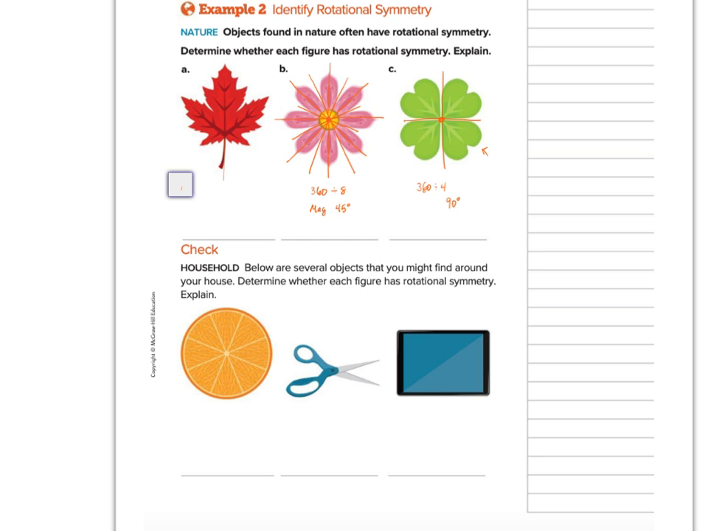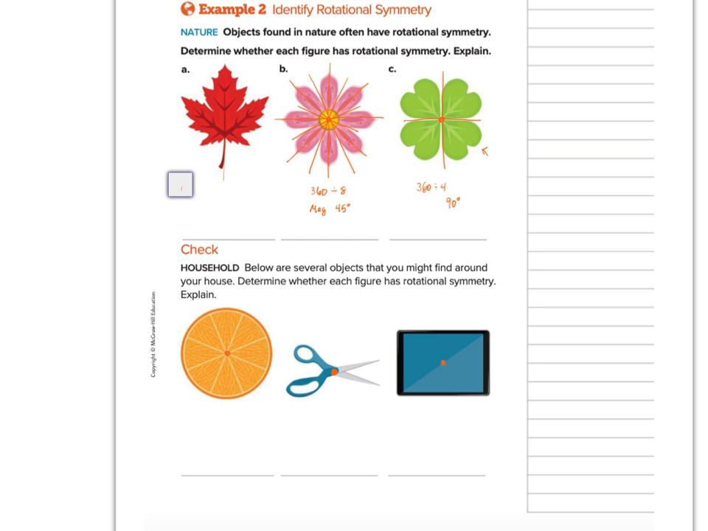And let's see here, drawn below are several objects that you might find around the house. Determine whether they have rotational symmetry about the center. Definitely can rotate that orange slice. I cannot rotate the pair of scissors.